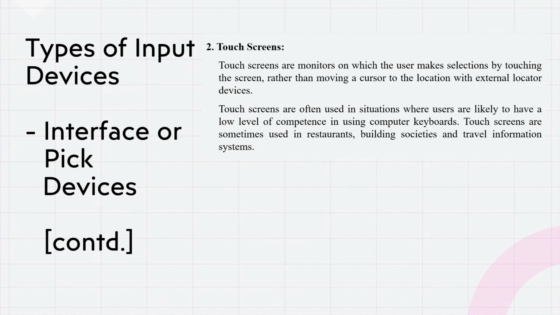Touch screens. Touch screens are monitors on which the user makes selections by touching the screen, rather than moving a cursor to the location with external locator devices. Touch screens are often used in situations where users are likely to have a low level of competence in using computer keyboards. Touch screens are sometimes used in restaurants, building societies, and travel information systems.